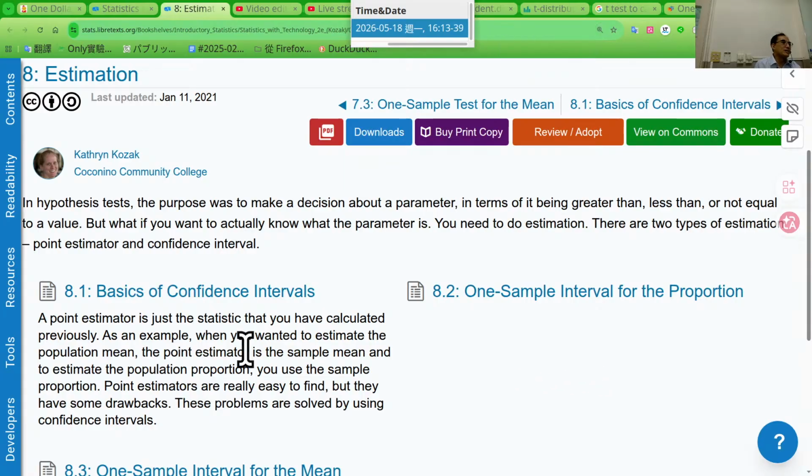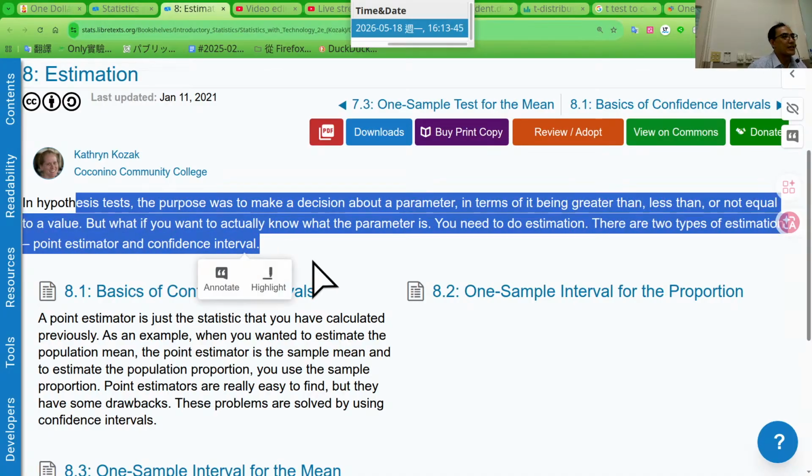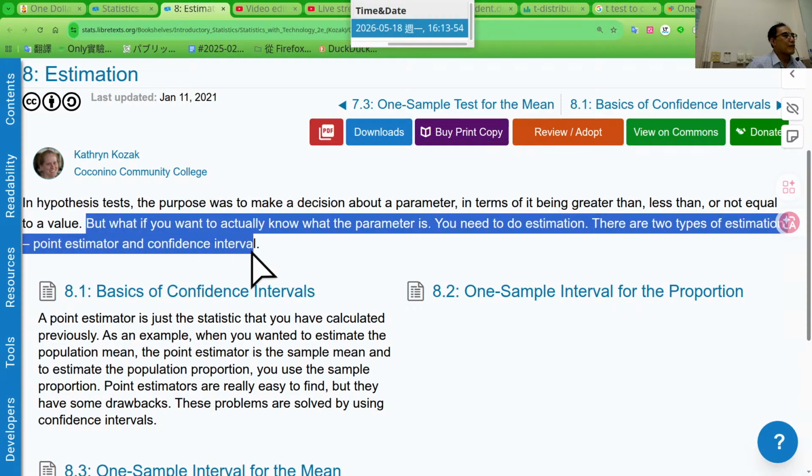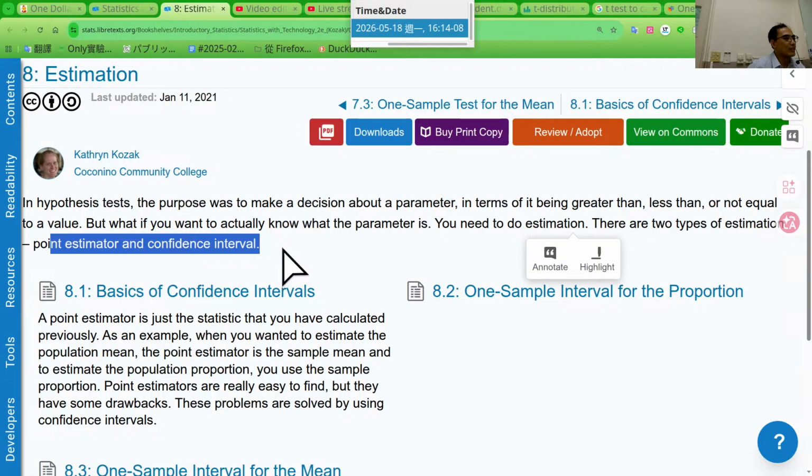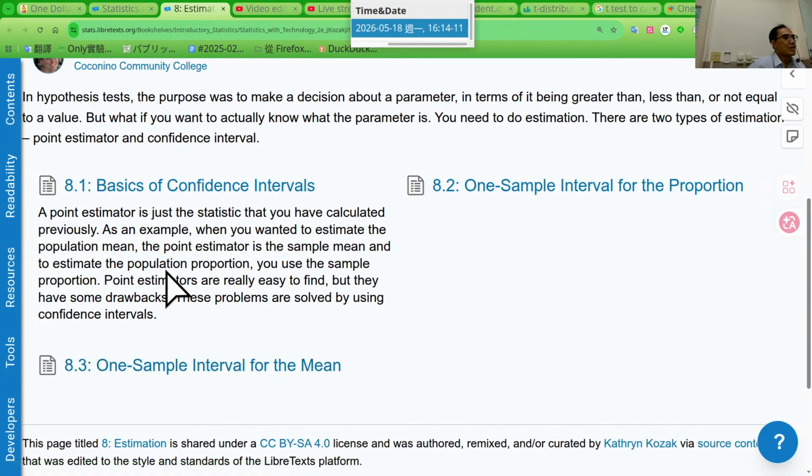Okay, chapter number 8. Estimation. In hypothesis testing, the purpose is to make a decision about the parameter in terms of being greater than, less than, or not equal to a value. But if you want to actually know what the parameter is, you need to do estimation. There are 2 types of estimation: point estimation and confidence interval. Let's check chapter 8.1, basic concept of confidence interval, then chapter 8.2, one sample interval.